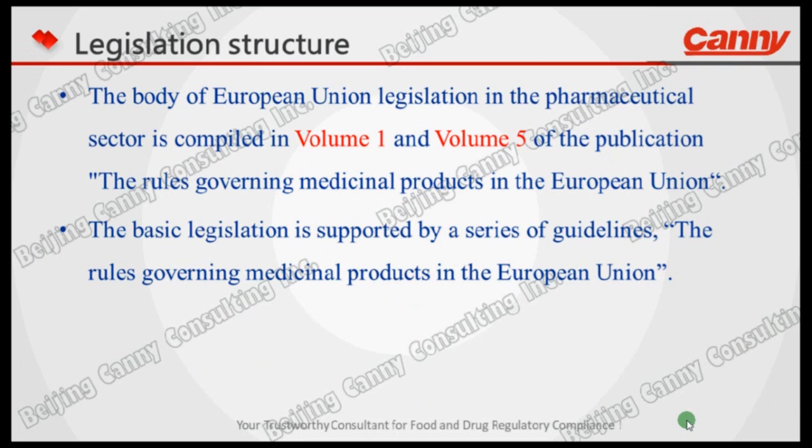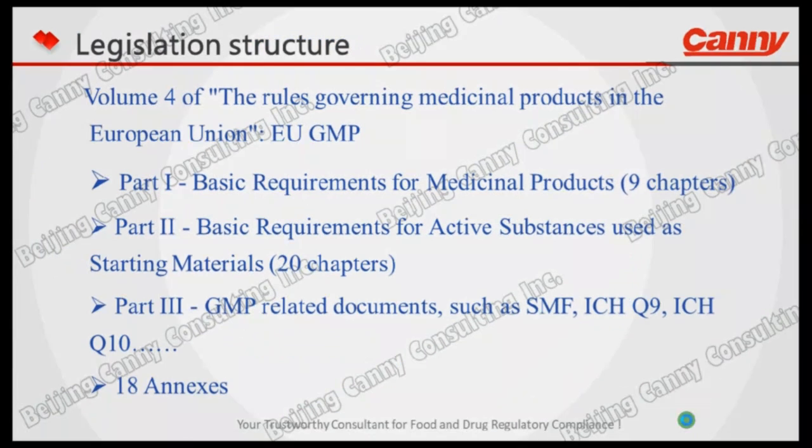For the EU, the body of EU legislation in the pharmaceutical sector is compiled in Volume 1 and Volume 5 of the publication, The Rules Governing Medicinal Products in the European Union. And the legislation is supported by a series of guidelines. The part we are very familiar with is Volume 4, which contains three parts. Part 1 is the basic requirements for medicinal products. It has 9 chapters, and Part 2 applies to active substances used as starting materials, and it has 20 chapters.